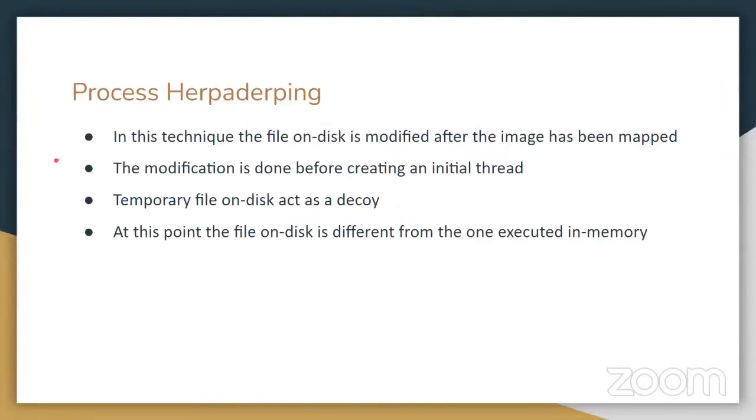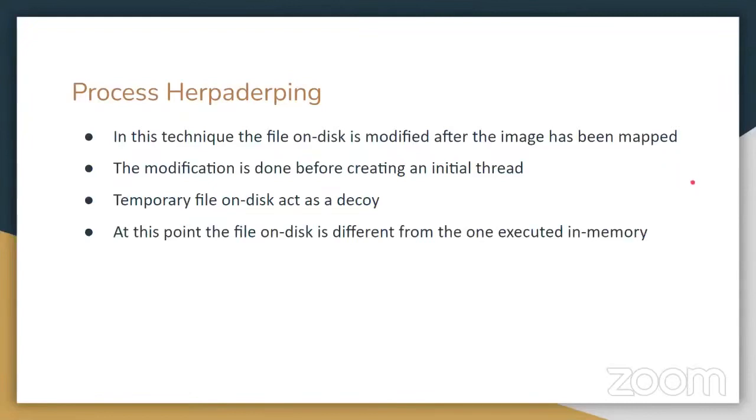And let's come to the second line. The modification is done before creating the initial thread, which means that before starting the initial thread, we have to modify our payload which is on the disk. So the question is, why do we need to modify the file on the disk? Because we already have the process object. We could just fix the process parameters and resume the thread, right? Like we did in process doppelgänging.